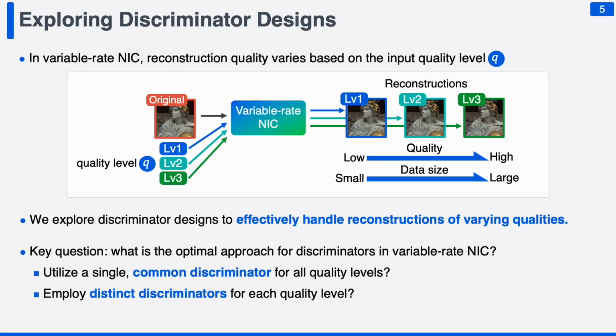First, I introduce our discriminator design. In variable rate NIC, the reconstruction quality varies based on the input quality level Q. Higher quality level Q results in high quality and large data size. We explored discriminator designs to effectively handle reconstructions of varying qualities. More specifically, our key question here is, should we use a single common discriminator for all quality levels, or should we employ distinct discriminators for each quality level?